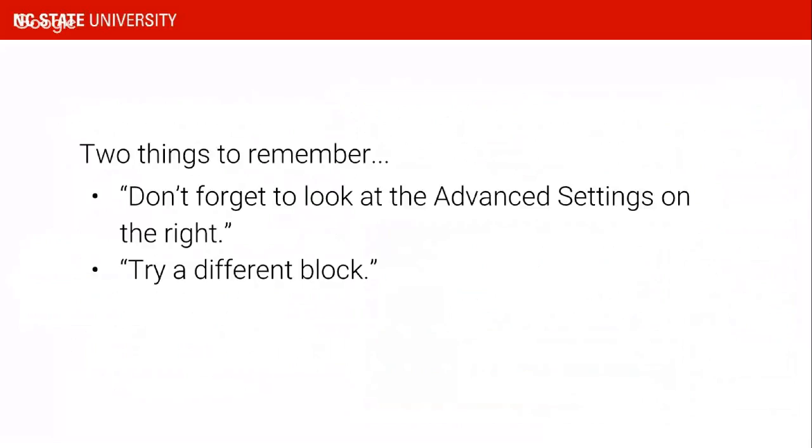So the two things that we really want people to remember as they're exploring Gutenberg, as they're getting to know Gutenberg: number one, don't forget to look at the advanced settings on the right. You have lots of options there. You have lots of things you can do there that are very powerful. And then number two, sometimes you should just try a different block. A little bit of trial and error, a little bit of experimentation isn't a bad thing. And as you get to know Gutenberg a little bit better, you'll have a better intuition about what different things do.